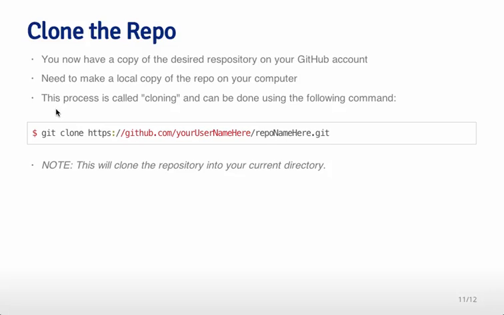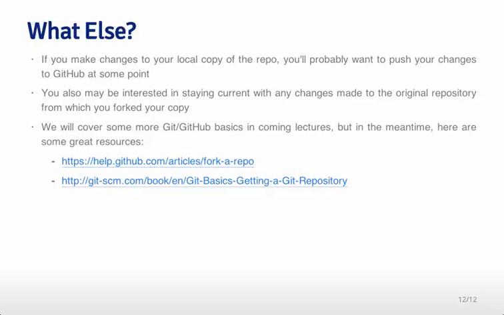So you can make a local copy. You can clone the repo down to your computer by using the command git clone, and that will take the remote version of your repo and clone it down to your computer. If you use the command like this, it will clone it to your current working directory. Then you can work on that and try to contribute back to the repo and hope that they'll use the changes that you made. If you make changes to your local copy, you'll want to push your changes to GitHub. You may also be interested in staying current with the changes using your fork copy.